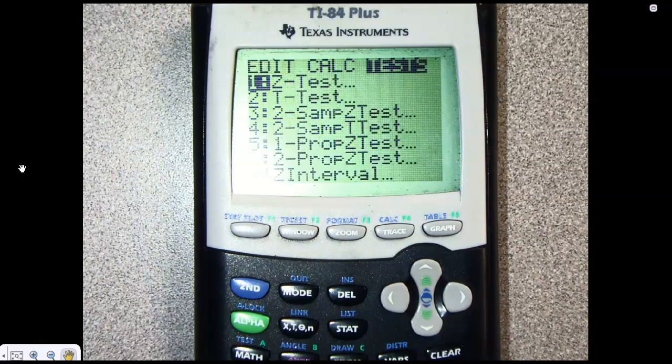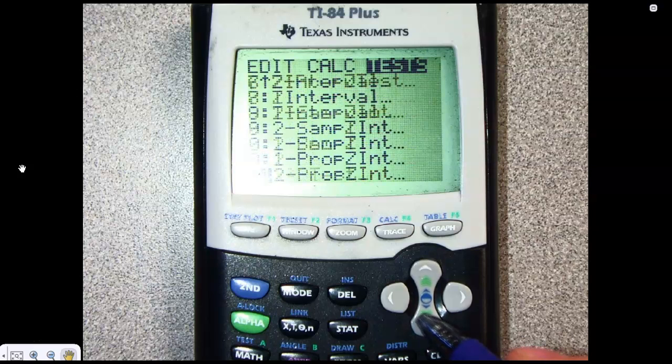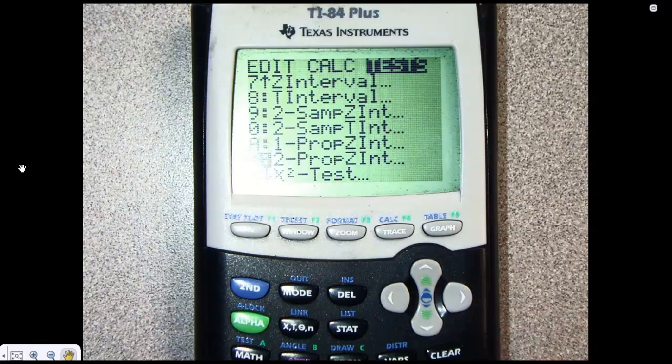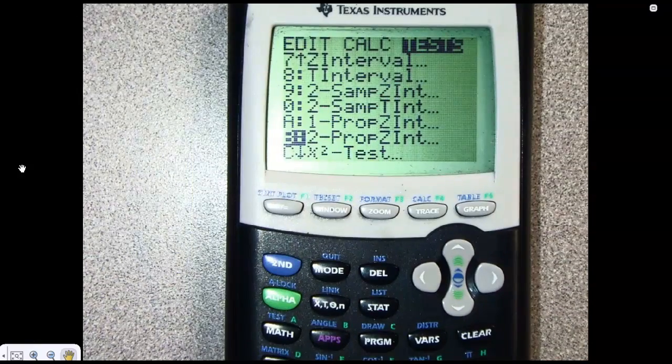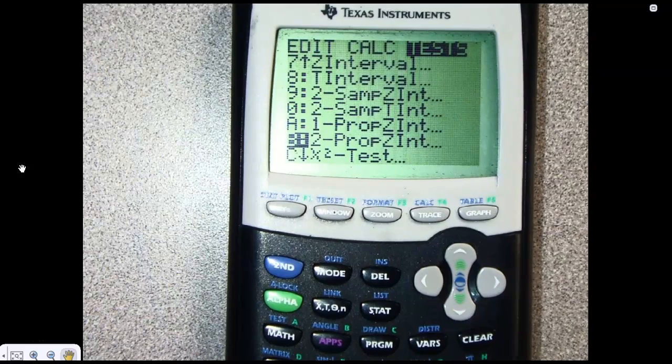Go over to tests. We're going to do most of these throughout the next few weeks, but what we're looking at now is A and B. If you scroll all the way down, there's one prop Z interval and two prop Z intervals. It's just named differently, but it fits here.